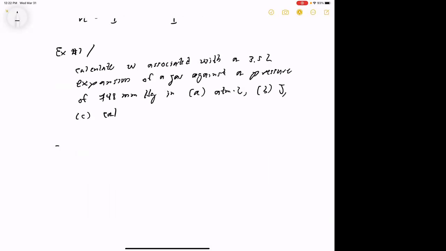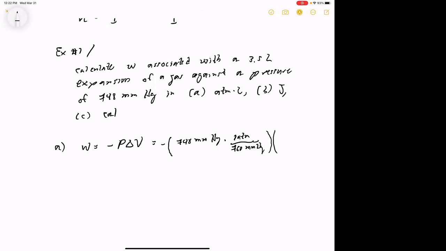All right, so first of all, for part A here, I know how to calculate work. Work is equal to minus P times delta V, right? So I can go ahead and do the pressure conversion inside of here. So it's a minus, and I'm going to have 748 millimeters of mercury. And I know that 1 atmosphere is 760 millimeters of mercury. All that good stuff from the previous gas law chapter we have to remember.